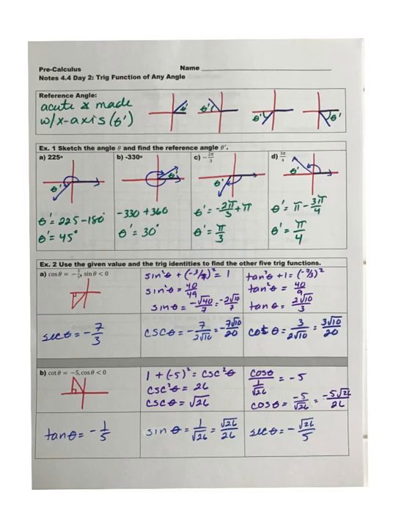Okay, my beauties, we are looking at 4.4 still, but day 2, so more trig functions of any angle. So we're going to look at a couple things that might help you with some of these, and these are called reference angles. This is the acute angle that's made specifically with the x-axis, and we call this theta prime.